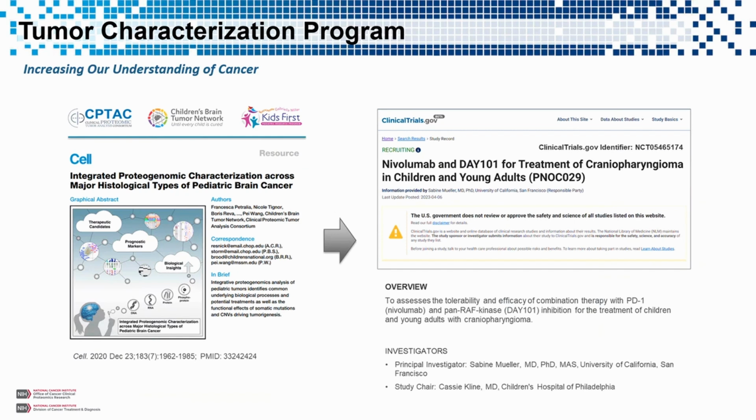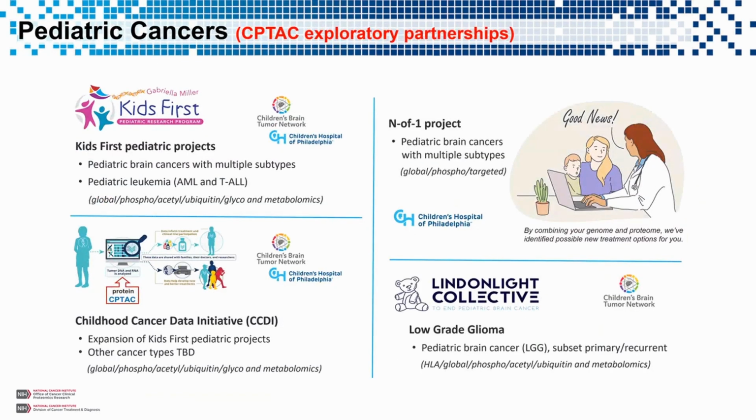So while the initial one shown here is a combination between the CPTAC program, CBTN, and the Kids First program that's funded out of the NIH Office of the Director, we're now going to be expanding these. They're listed on this slide at a very high level. With Kids First, we're going to be expanding that collaboration. We're going to go after additional brain cancer types, looking at multiple subtypes. We're also going to be looking at blood cancer, ALL, along with T-ALL.